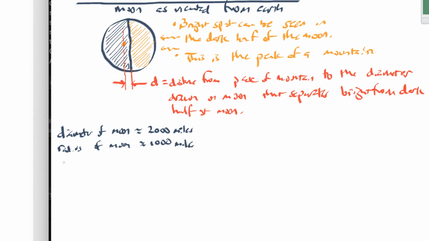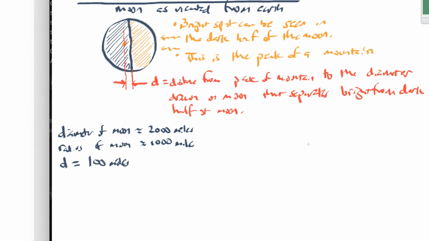And furthermore, he notices that this distance d is about 1/10 of the radius of the moon. So if you compare how far this bright spot is from the diameter line to the entire radius of the moon, it's about 1/10 of that size. In other words, d is about, he says, 100 miles. So the peak of this mountain is 100 miles away from this line separating the bright and the dark regions.